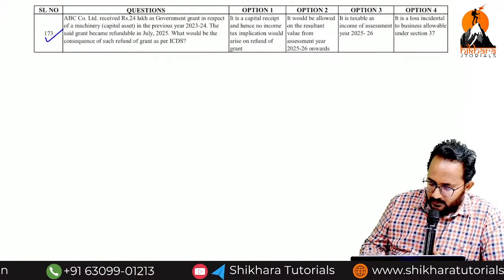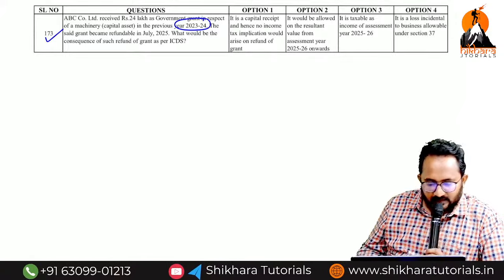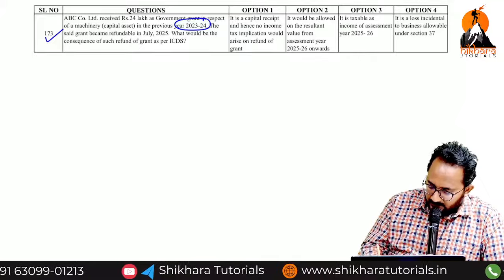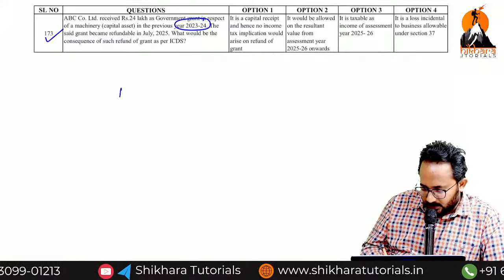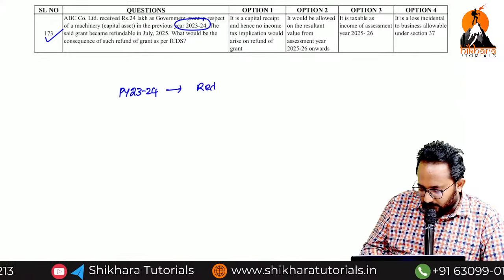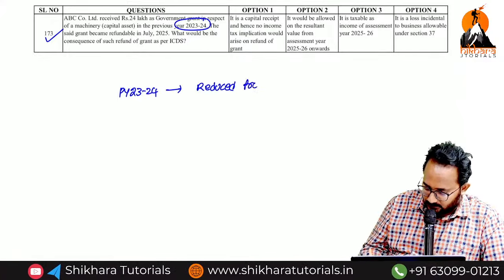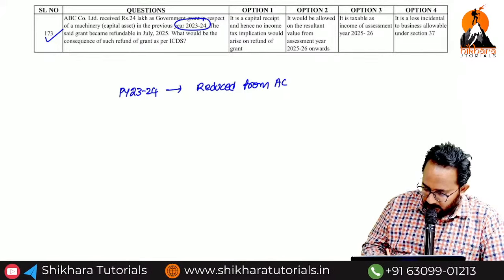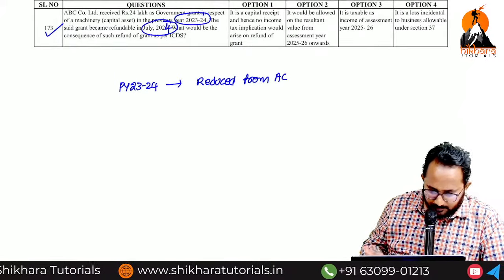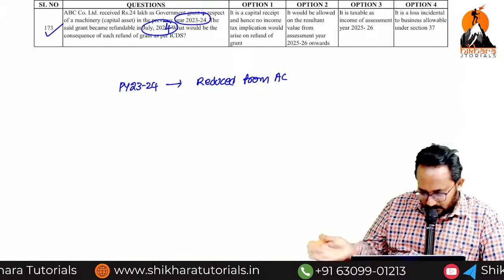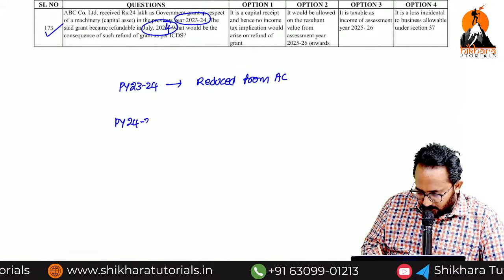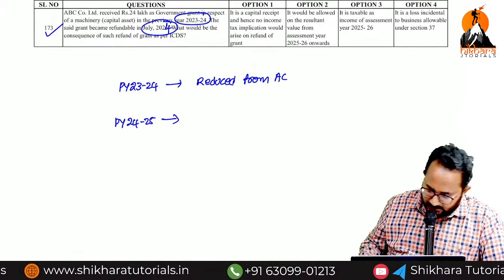ICDS related. In this year, government grant received. What is the treatment if the grant received is related to a depreciable capital asset? Yes, in the previous year 23-24, we can reduce it from the actual cost. Now, in this year, July 25, it says 24, printing mistake, whatever. Okay, previous year 24-25, we are going to refund that.